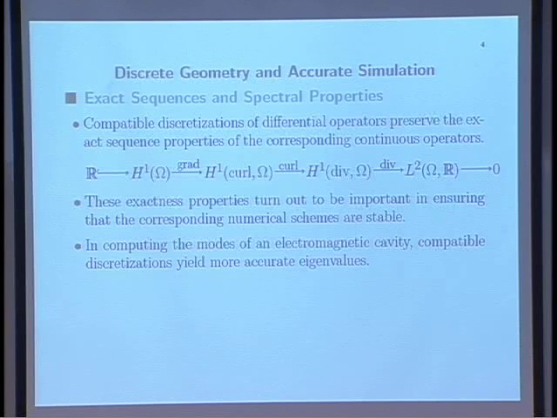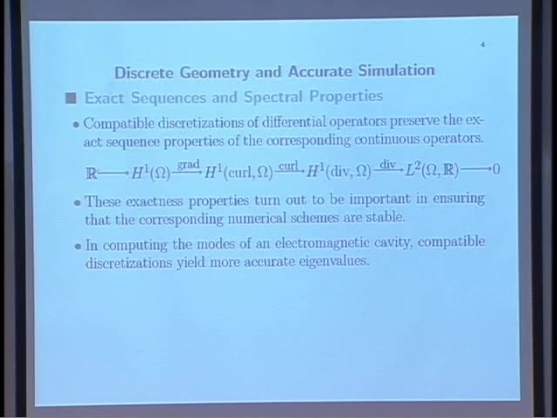And from the point of view of simulation, it turns out that in electromagnetism there is an exact sequence property. In particular, if you take the de Rham sequence and specialize it to 3 dimensions, and you do certain identifications, you get the grad, curl, div exact sequence, which is relevant in electromagnetism. And these exactness properties are important for ensuring that your corresponding numerical scheme is stable.